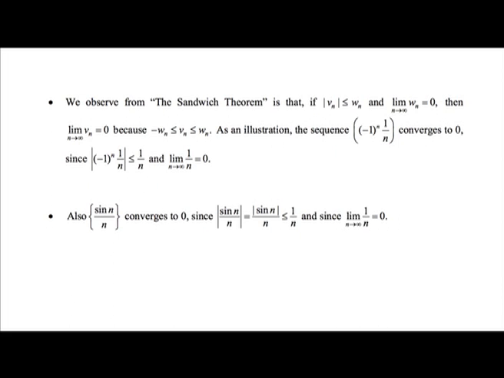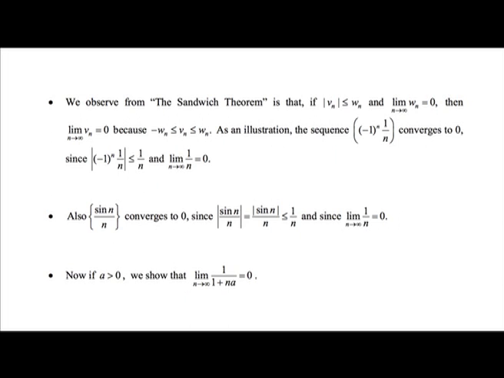Also, the sequence sin n upon n converges to 0, since absolute value of sin n upon n, which is equal to absolute value of sin n upon n, is less than or equal to 1 upon n, and the limit of 1 upon n as n approaches infinity is 0.